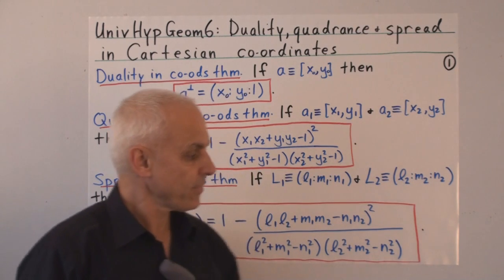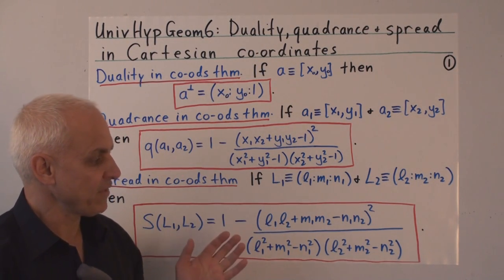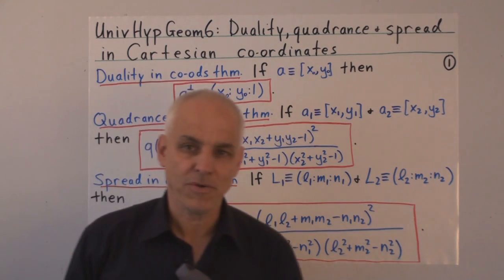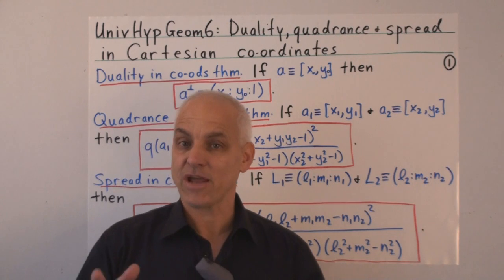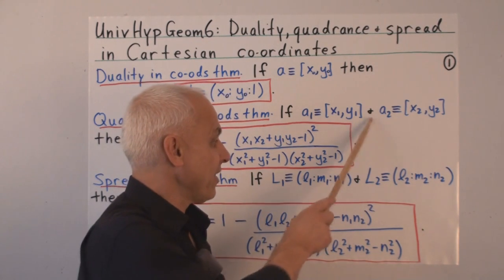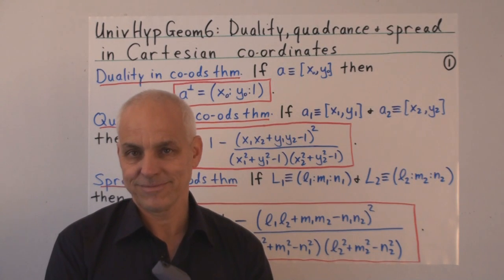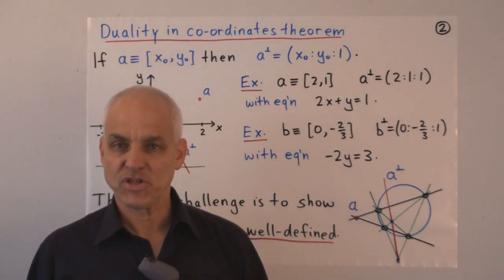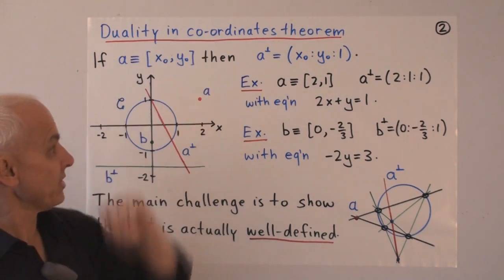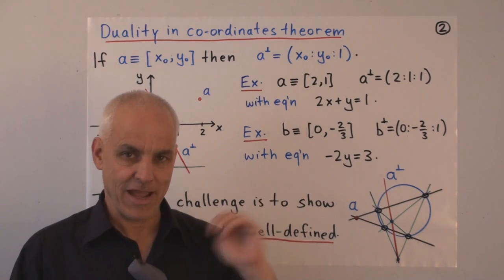All right. So there's a lot to learn here in this video, but if it's a little bit onerous for you, don't worry too much. You can think of it as just being a check to make sure that these three fundamental facts really are correct. All right, so let's start. Our first theorem is the duality in coordinates theorem. We want to express what duality looks like algebraically.